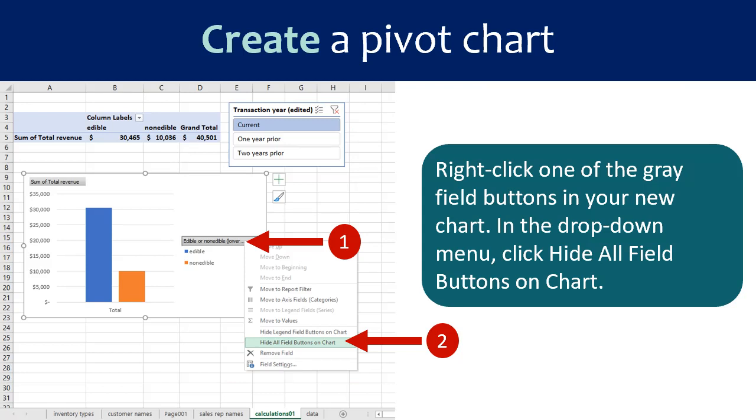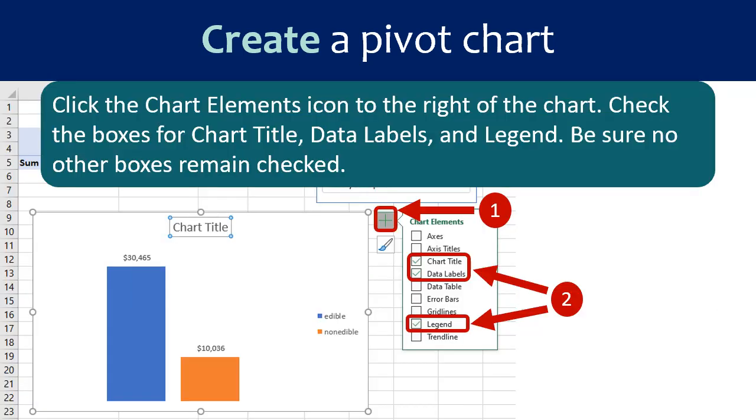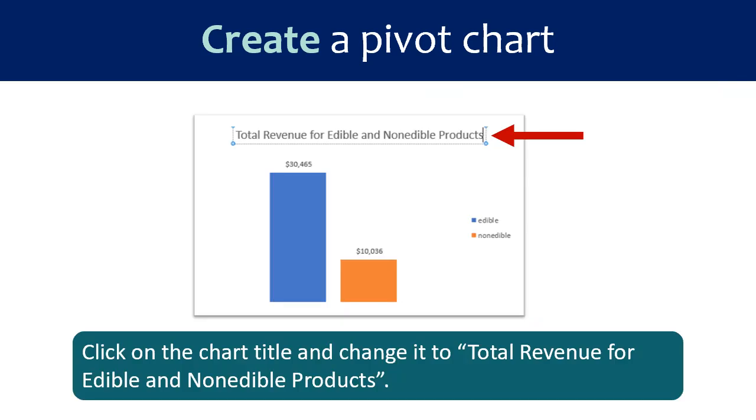Right-click one of the gray field buttons in your new chart. In the drop-down menu, click Hide All Field Buttons on Chart. Click the Chart Elements icon to the right of the chart. Check the boxes for chart title, data labels, and legend. Be sure no other boxes remain checked. Click on the chart title and change it to Total Revenue for Edible and Non-Edible Products.